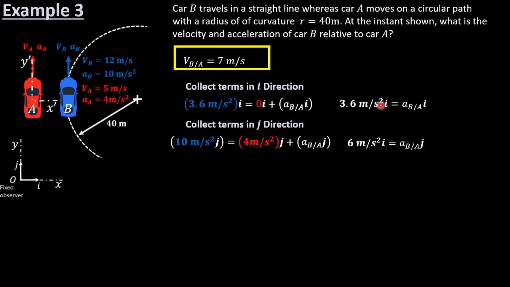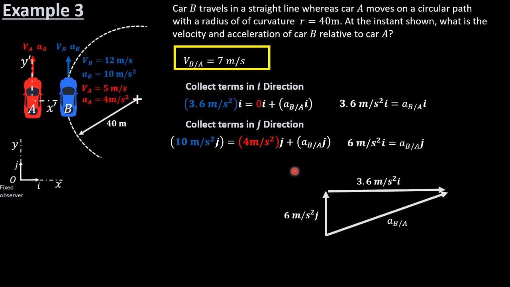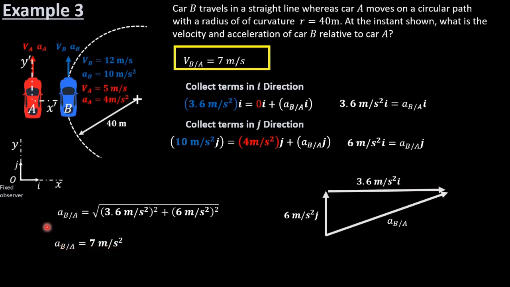So I can take these two values and connect them together to form a triangle. It would look like this. I've got 6 meters per second squared in the j direction, and then I've got 3.6 meters per second squared in the i direction, and I can construct a triangle out of these two relative acceleration vectors, and the resultant relative acceleration is going to be here. To find that, all I'll do is apply Pythagoras, simplify that down in my calculator, and I get the acceleration of car B relative to car A as 7 meters per second squared. And that is the second answer to this question.